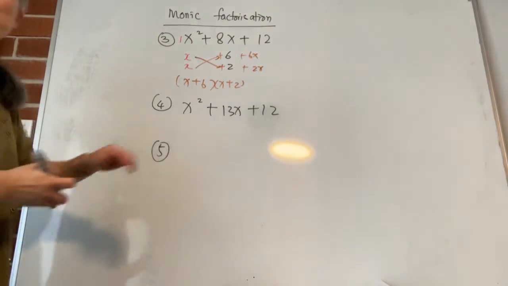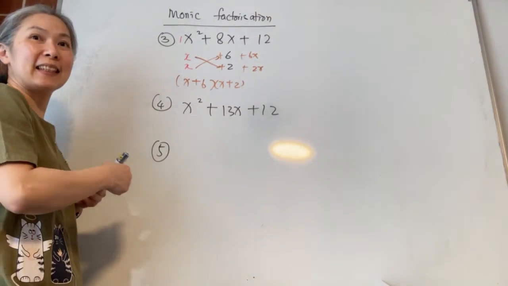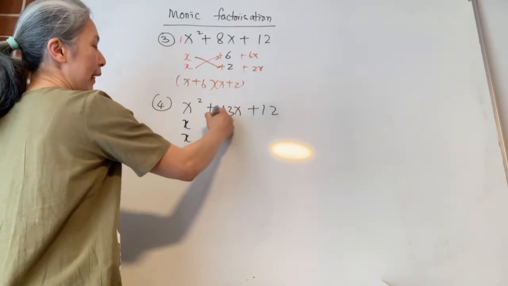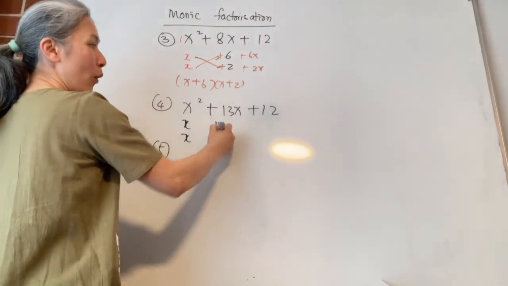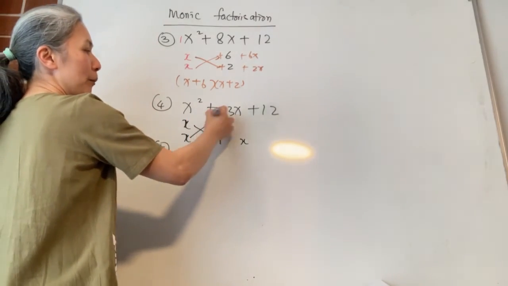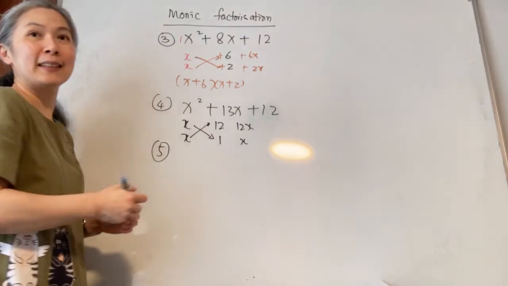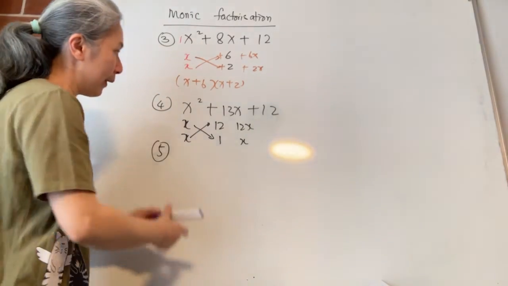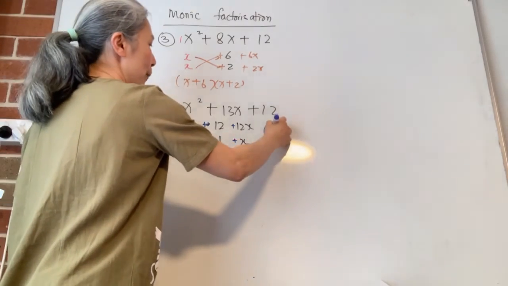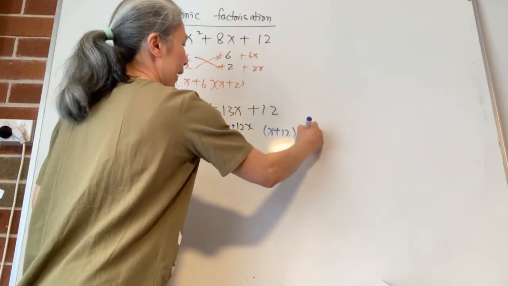What do you have? X plus 12? Yeah, because you have 1 and x and x, and then you have 12 and 1. So when you cross multiply, you have an x in here. Cross multiply, you have 12x. You get 13x, that means I need to plus them. Yeah, plus them. Therefore, your answer is going to be x plus 12, x plus 1.